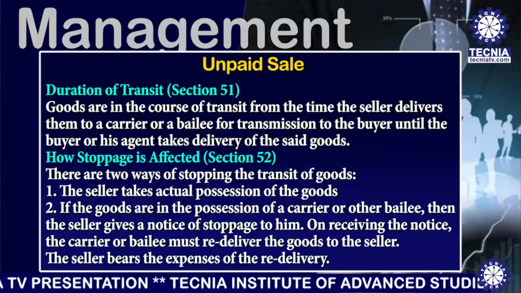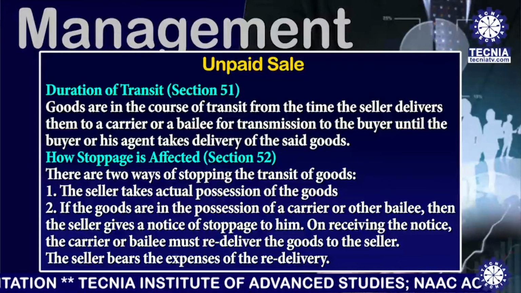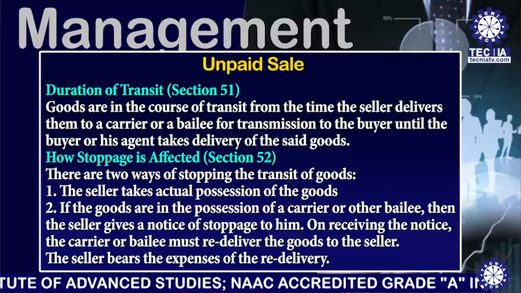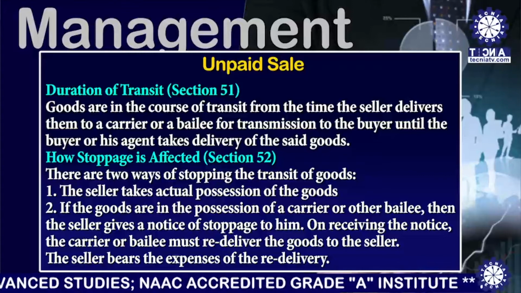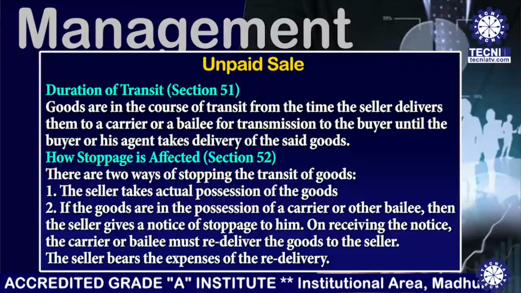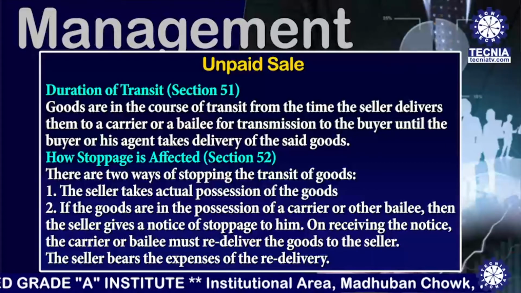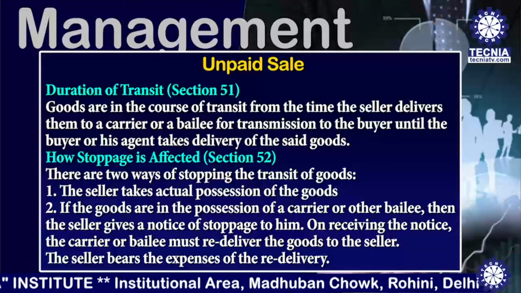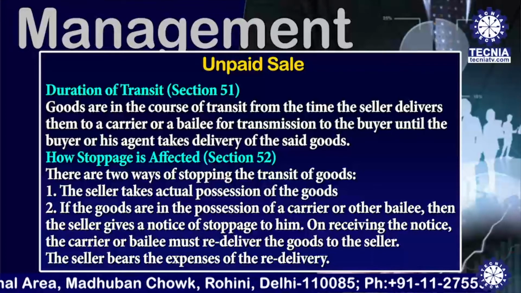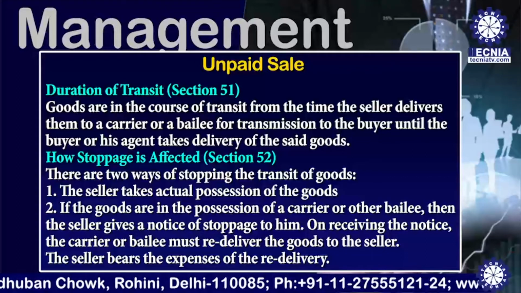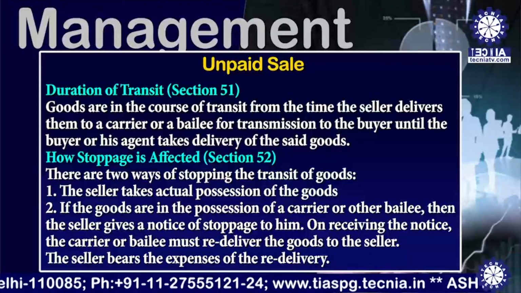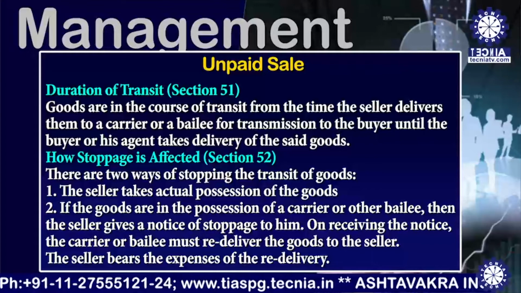Next, duration of transit, section 51. Goods are in the course of transit from the time the seller delivers them to a carrier or a bailee for transmission to the buyer until the buyer or his agent takes delivery of the goods. Next, how stoppage is effected, section 52. There are two ways of stopping the goods. Number 1, the seller takes actual possession of the goods. Number 2, if the goods are in the possession of the carrier or other bailee, then the seller gives notice of stoppage of the goods. On receiving that notice, the carrier or the bailee must redeliver the goods to the seller, and the seller must bear the expenses of the redelivery.